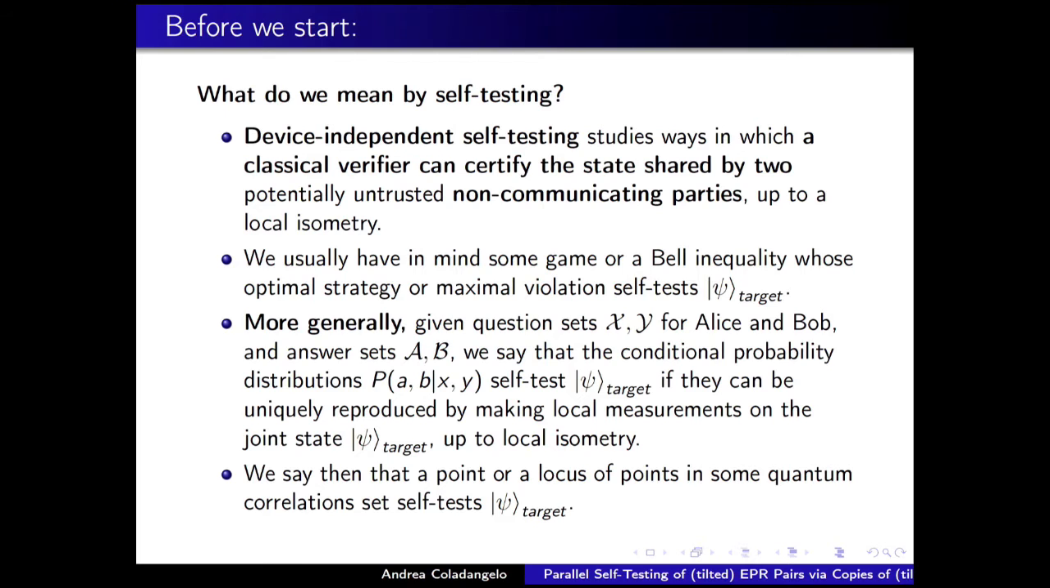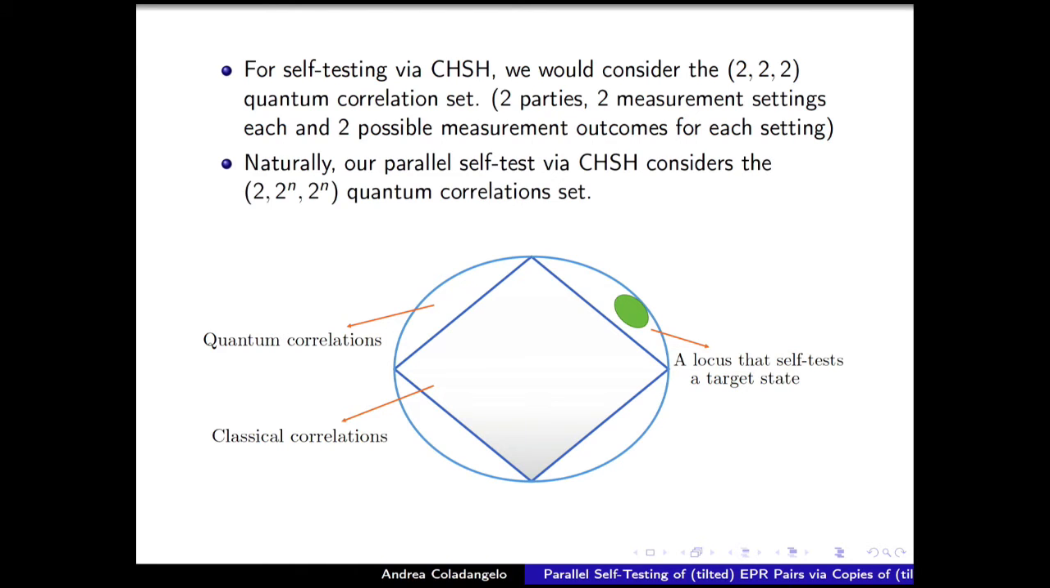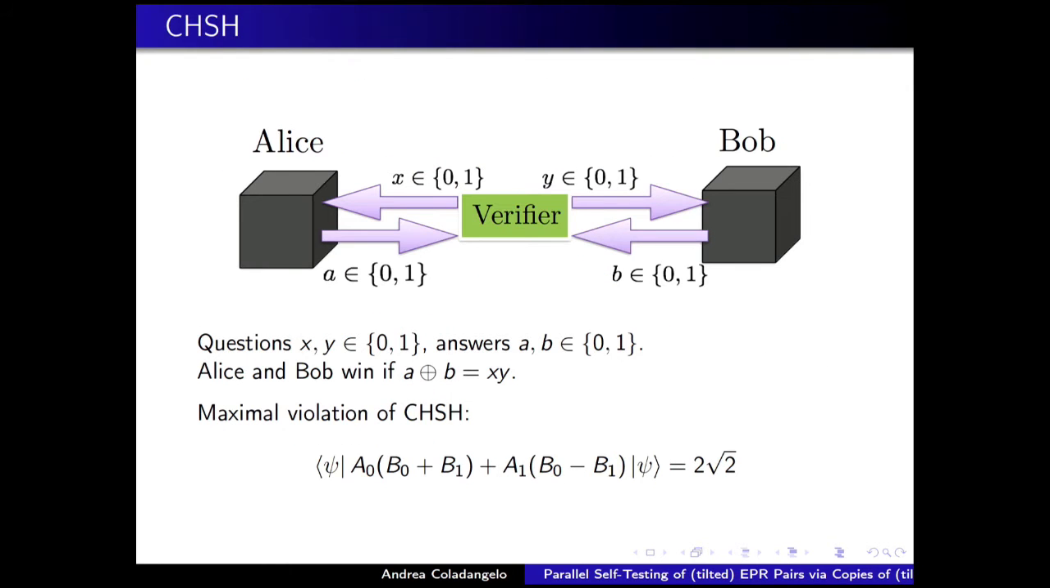So we'd rather say that it's a point or a locus of points in some quantum correlation set that self-tests the target state. So for instance, if we're thinking of self-testing via CHSH, we would consider the 2-2-2 quantum correlation set. So this is all the correlations that can be produced by two parties that have two questions, and there's two possible outcomes for each measurement setting. When we're thinking of parallel self-tests using CHSH, we consider the 2^n quantum correlation set. Still two parties, but 2^n possible measurement settings, and 2^n outcomes for each setting. Okay, so let me get some notation straight.